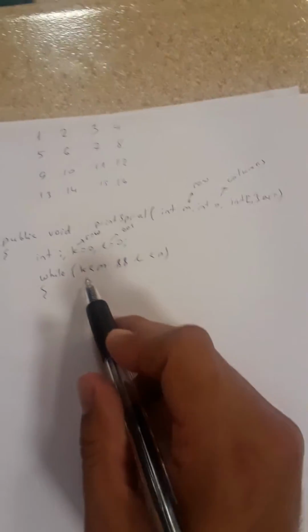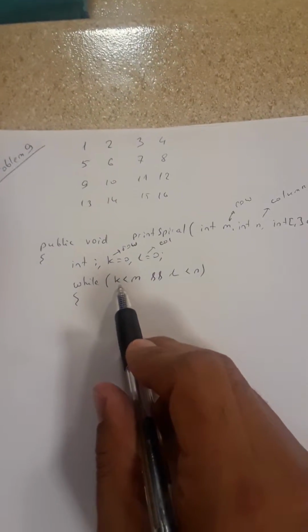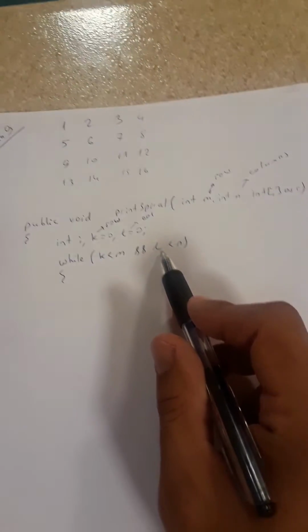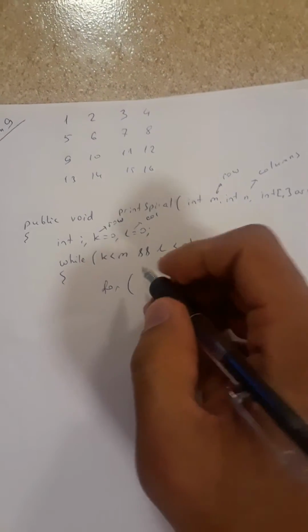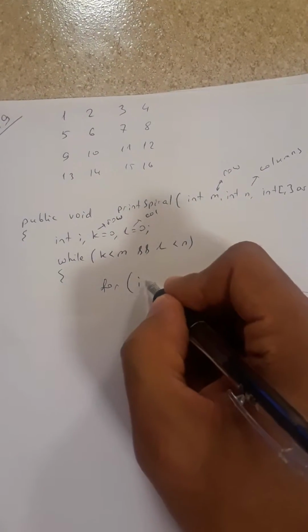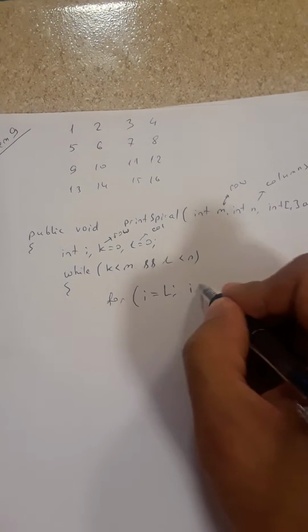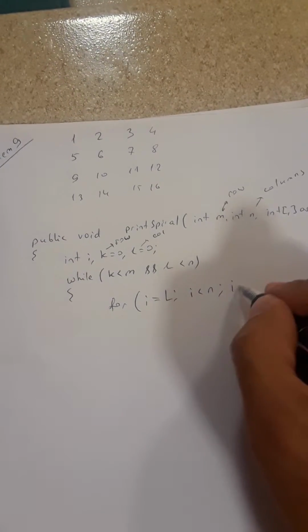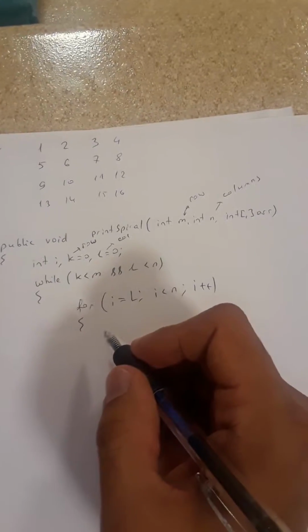So we will run our while loop while our k is less than m, and while our L is less than n. Within this while loop we also will use a for loop. At the beginning i will be equal to L, and it will run until it is less than n, and we will increment i each time.